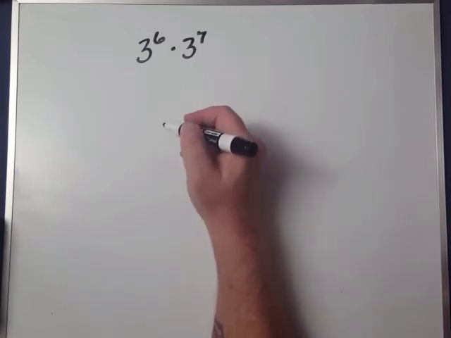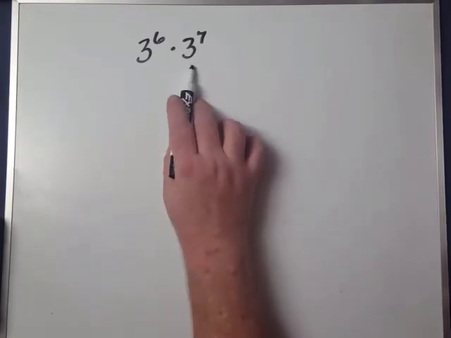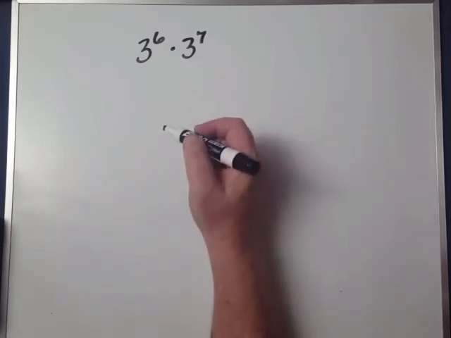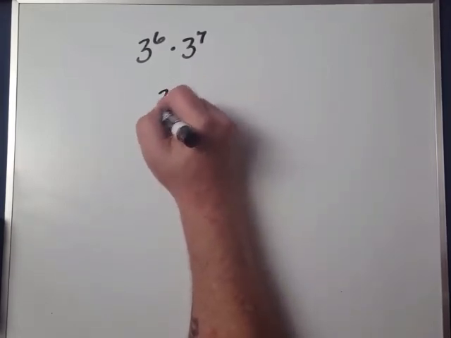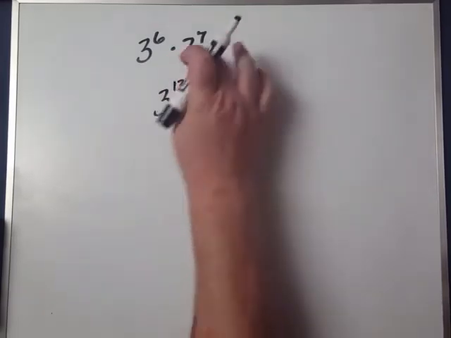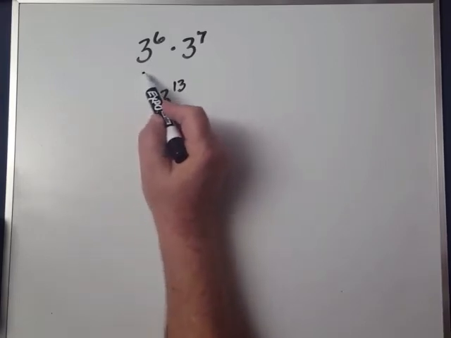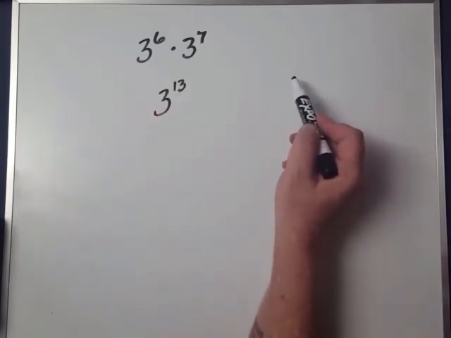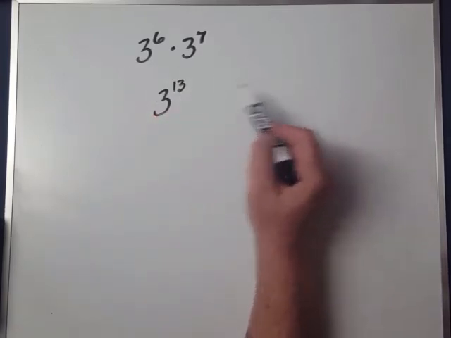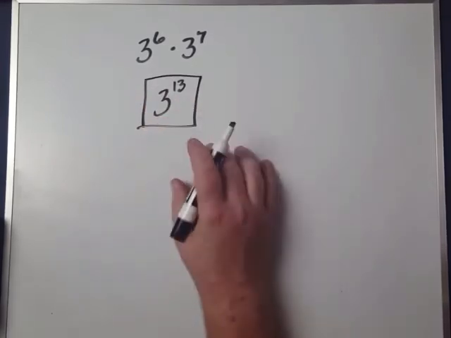A product of like bases, you add the exponents. And that's what we have here. A product of like bases. So we add the exponents. This will be 3 to the 6 plus 7, 3 to the 13th power. And if you picture this in your head expanded, you've got 6 factors of 3 times 7 more factors of 3. What do you have? 13 factors of 3. And she said leave it in exponential form.